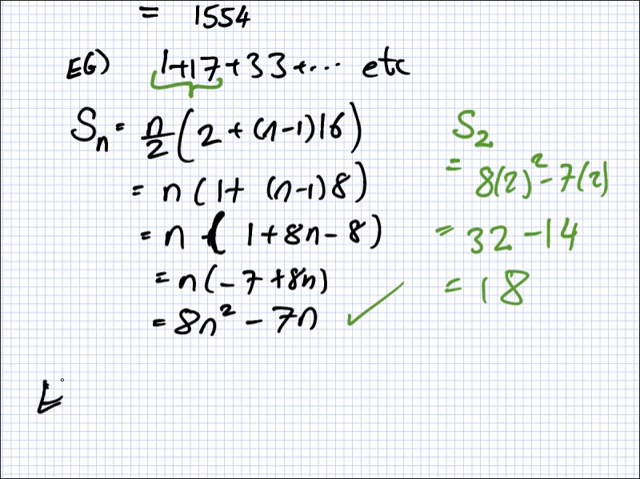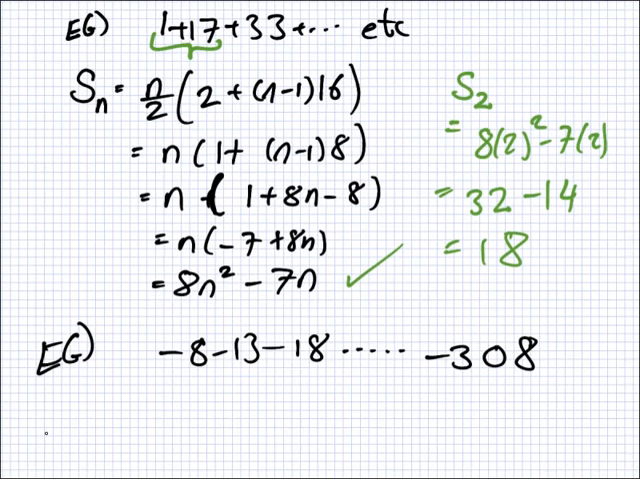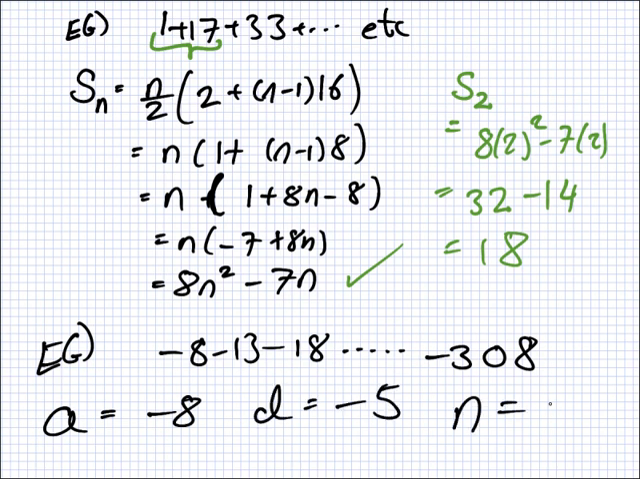Okay, next example. Minus 8, minus 13, minus 18, dot dot dot, minus 308. Add those all together. So, what's the a here? Minus 8. The d. The n. What is it? Yeah, it's not 308. It's definitely not minus 308 either.